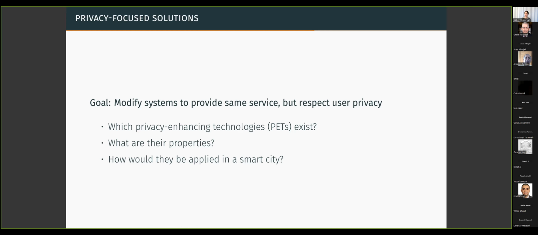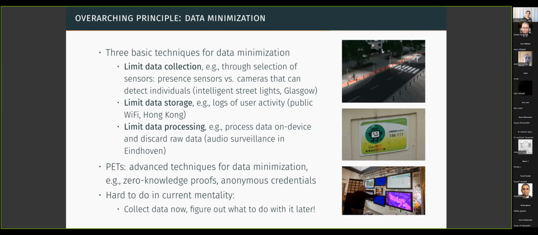So we'll have a brief look at some examples, what their properties are, and then to make it a little more concrete, how they might be applied in a smart city scenario. So basically, if we think privacy, then the overarching principle is, well, we could minimize data. And that could take different forms, right? We could say we limit what data we collect.